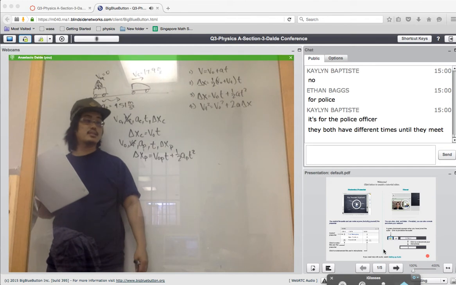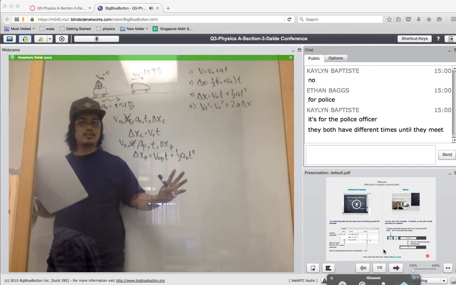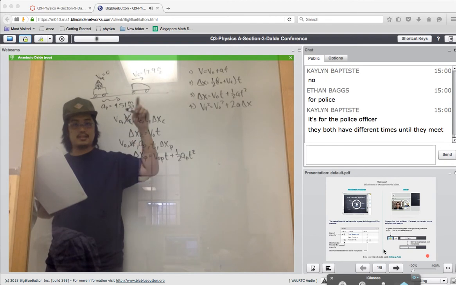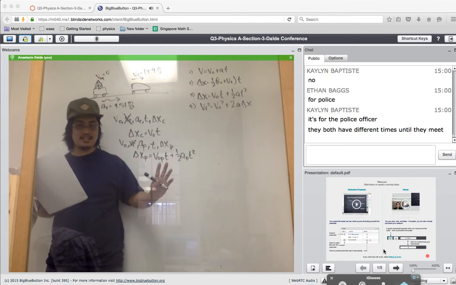No, they both have the same time. They're both counting at the exact same times, right? Their clocks aren't messed up. This is, of course, we're assuming that we're not going at speeds close to the speed of light, and we have to take into account Einstein's theory of relativity. Don't worry, we won't get there. But I'm just saying, according to this physics, this makes sense.